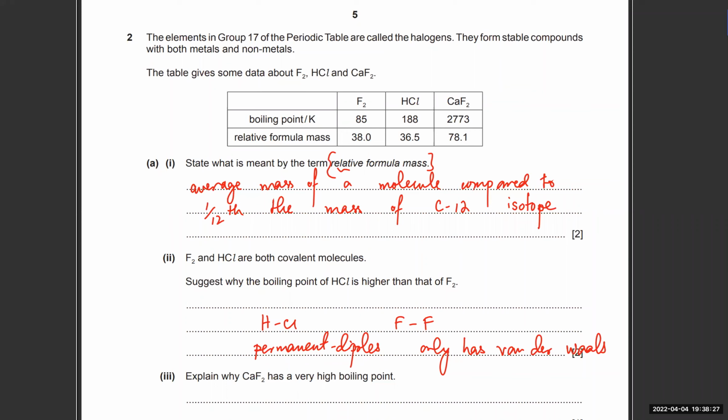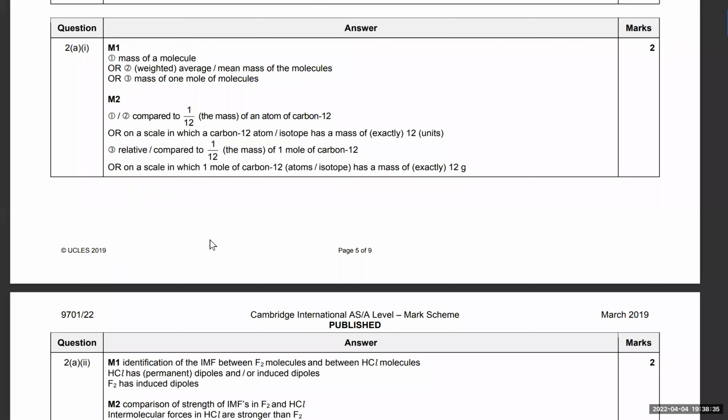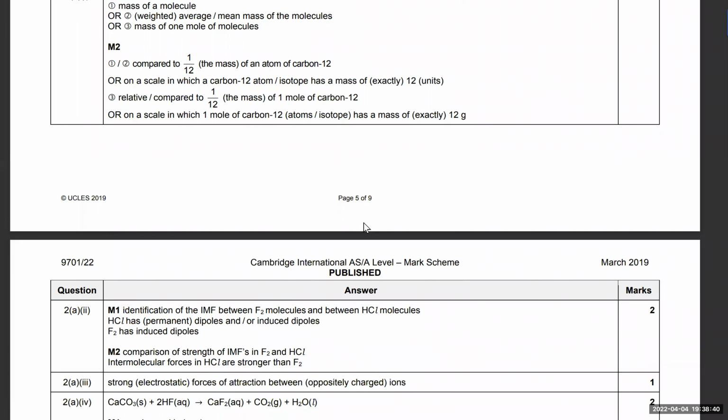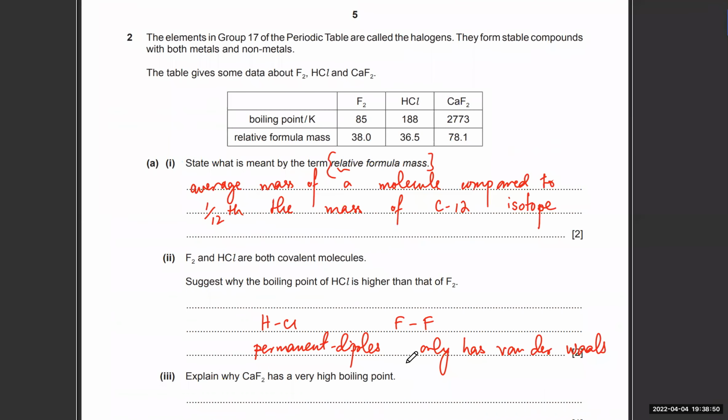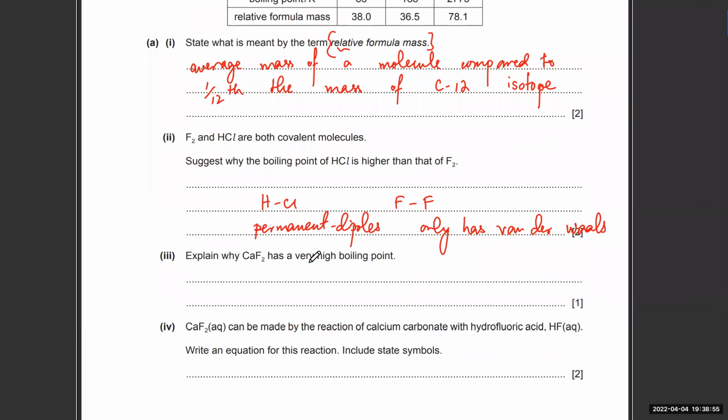So that is going to be the other mark. So this was the previous one. Okay, HCl has permanent dipoles, the other one has van der Waals forces. And the comparative strength, you're going to state that this one is stronger.